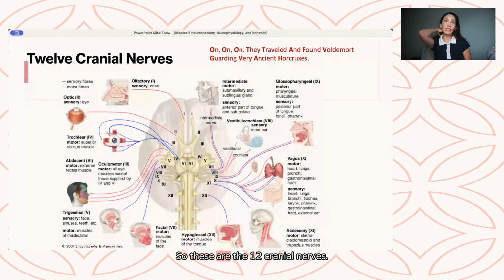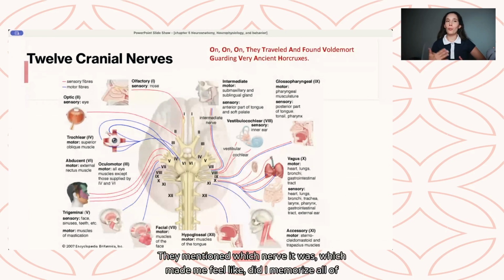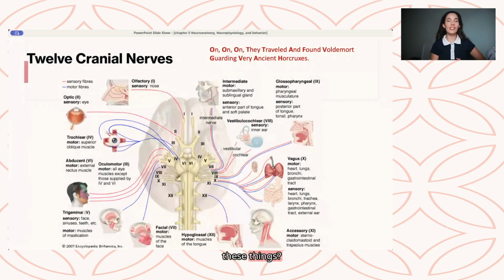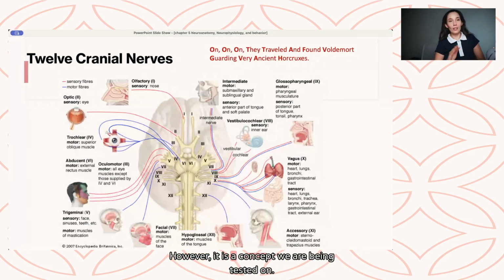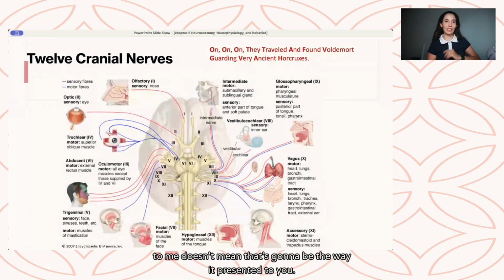So these are the 12 cranial nerves. You will see this on the exam. However, I was surprised when this potentially was seen on an exam. They mentioned which nerve it was, which made me feel like, why did I memorize all of these things? However, it is a concept we are being tested on, so try your best to remember them. Just because that was the way it was presented to me doesn't mean that's going to be the way it's presented to you.